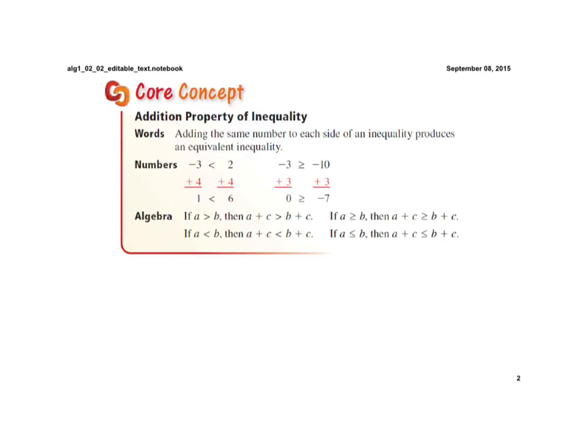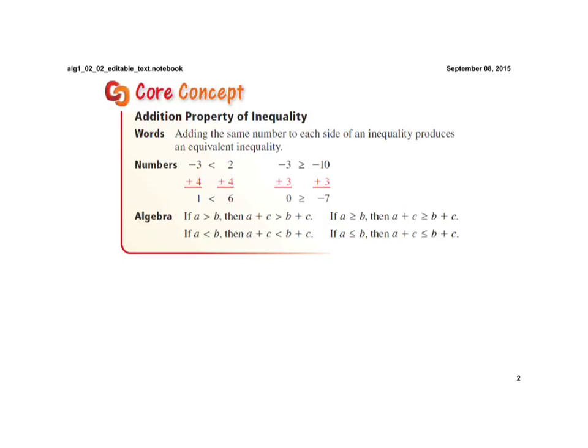All right, the core concept here is, in words, the addition property of inequality: adding the same number to each side of an inequality produces an equivalent inequality. So for example, if negative 3 is less than 2, and we add 4 to each side, well, negative 3 plus 4 is 1, 2 plus 4 is 6, so 1 is less than 6. It's still a true inequality.